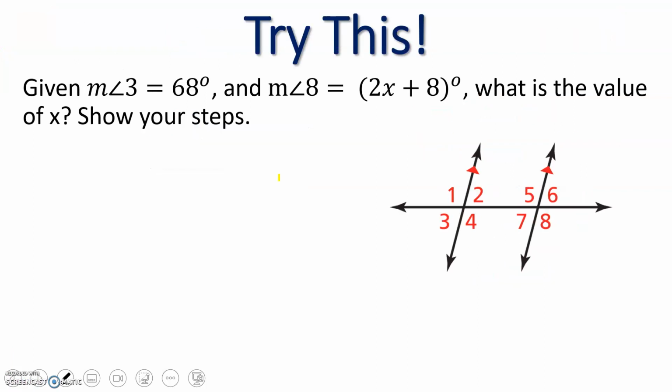Now it's your turn to try. Given that the measure of angle 3 is 68 degrees, and the measure of angle 8 is 2x plus 8, what is the value of x? Show your steps. Pause the video and give it a try. Check in with Ms. Curtis when you think you have it.